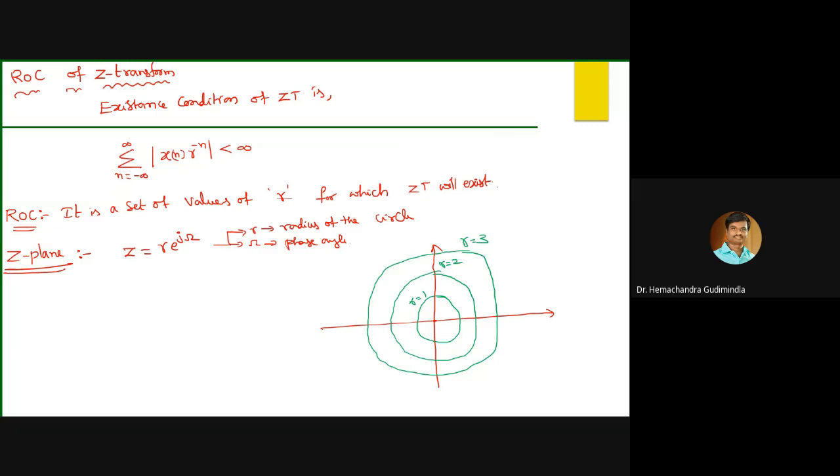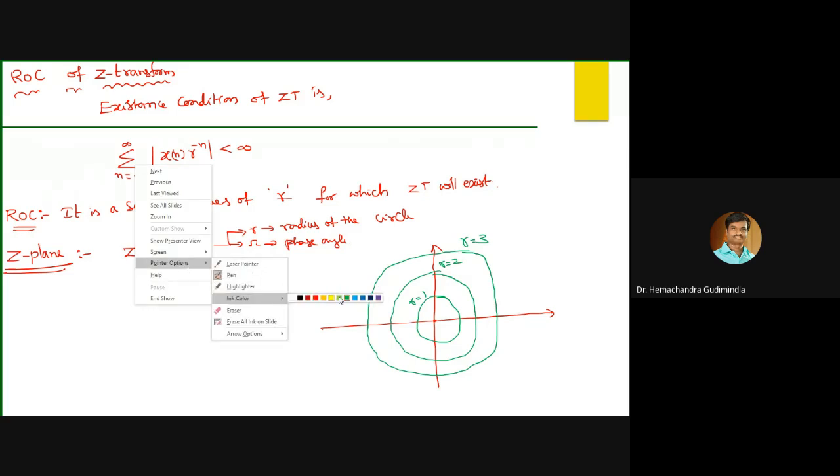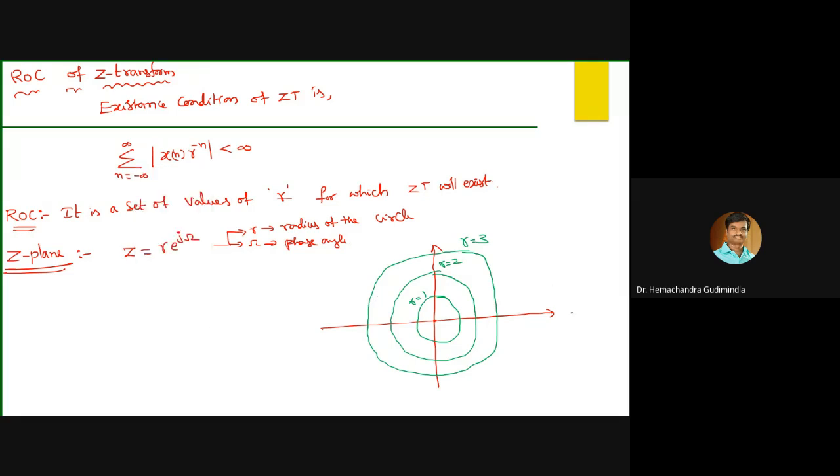What is meant by r? r is the magnitude of Z. So first we need to draw the circles. Then how to represent this phase angle? Phase angle we will represent with, here is 0 degrees. This is plus 90. This is plus 180. This is plus 270.